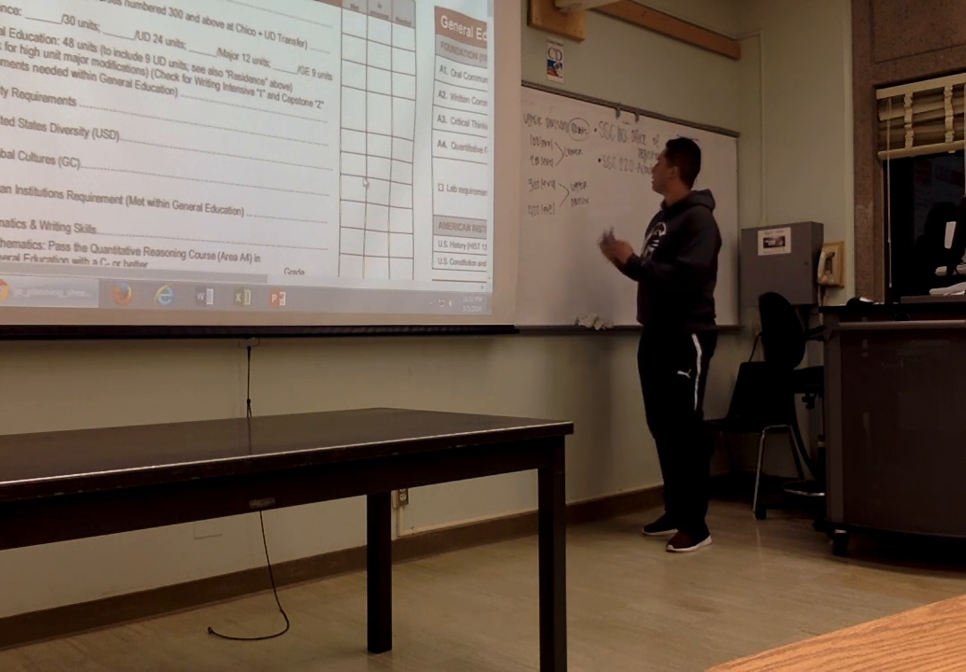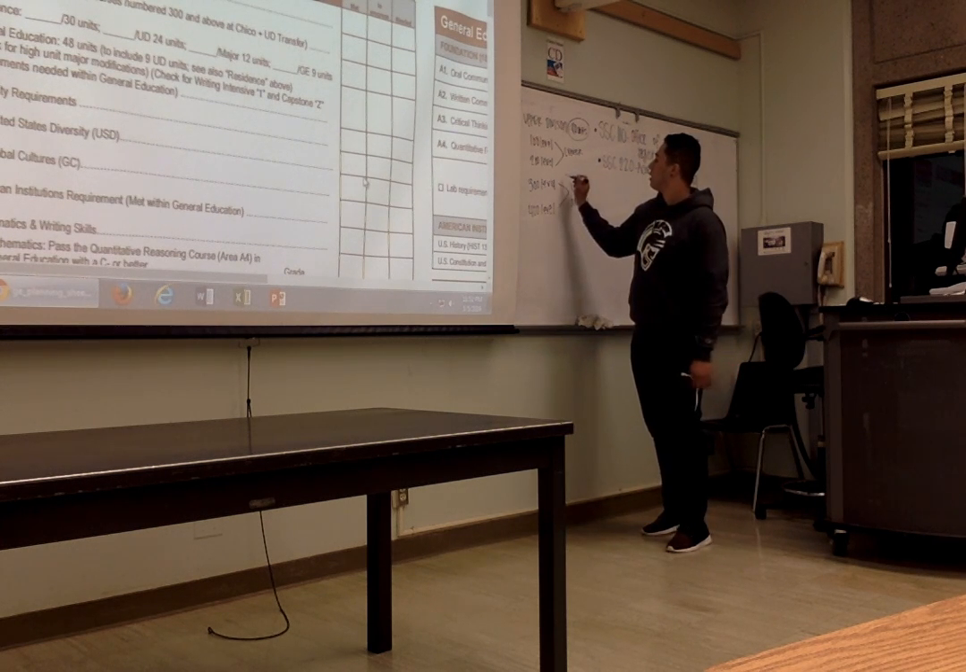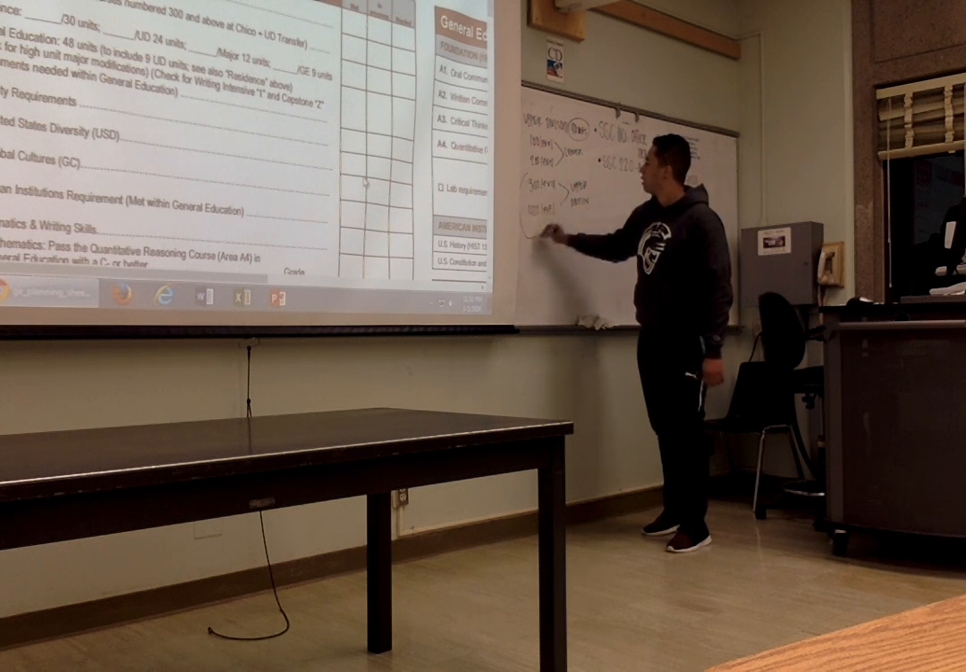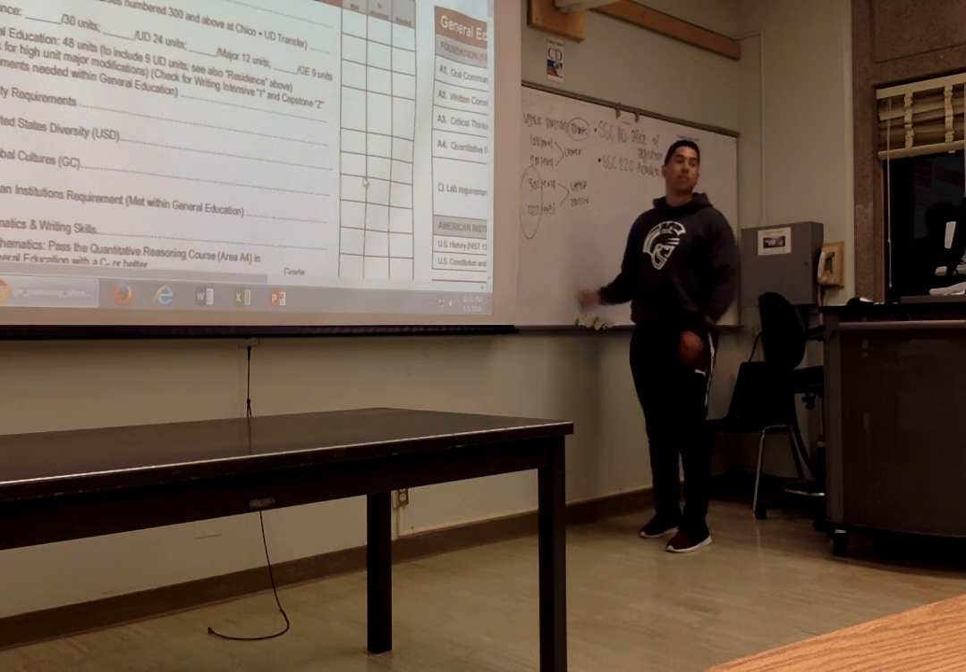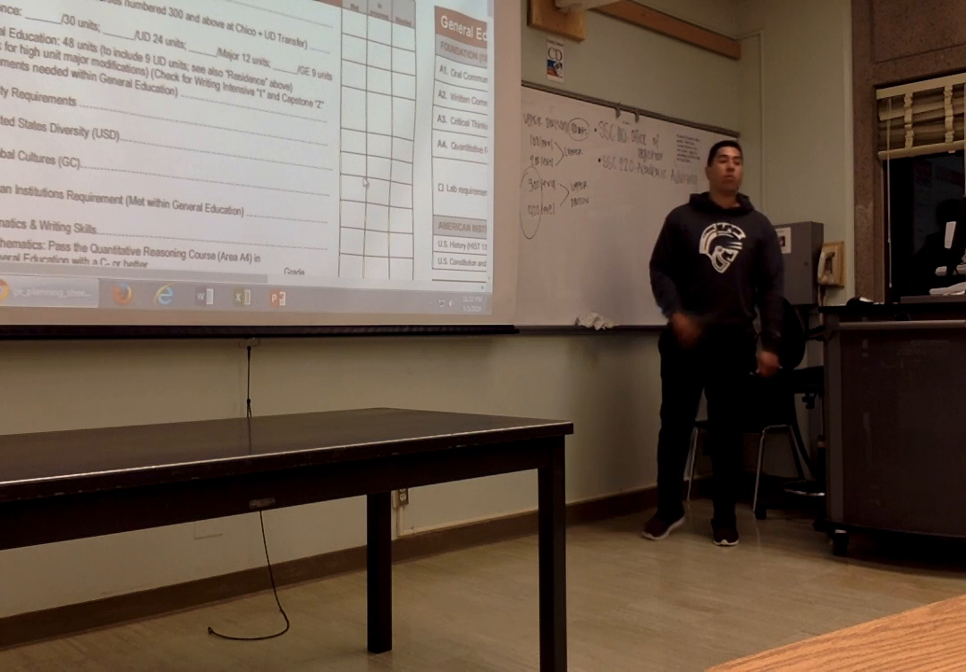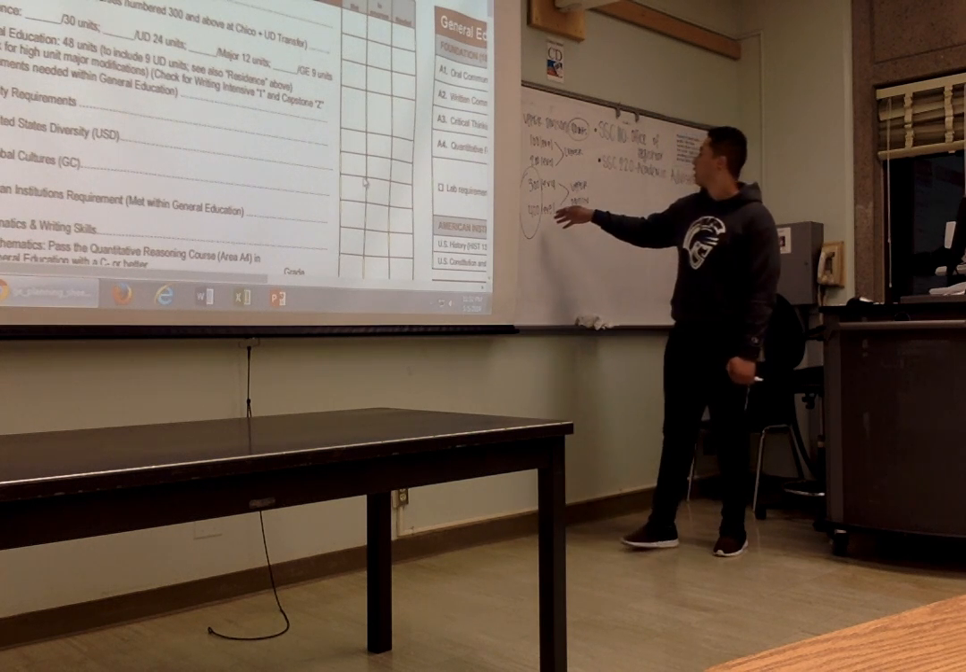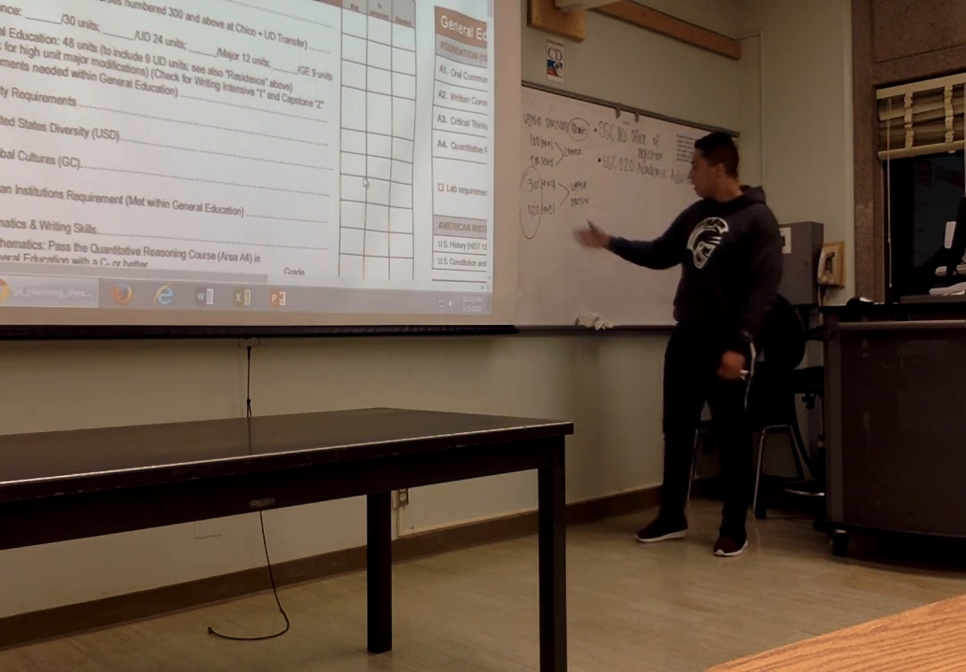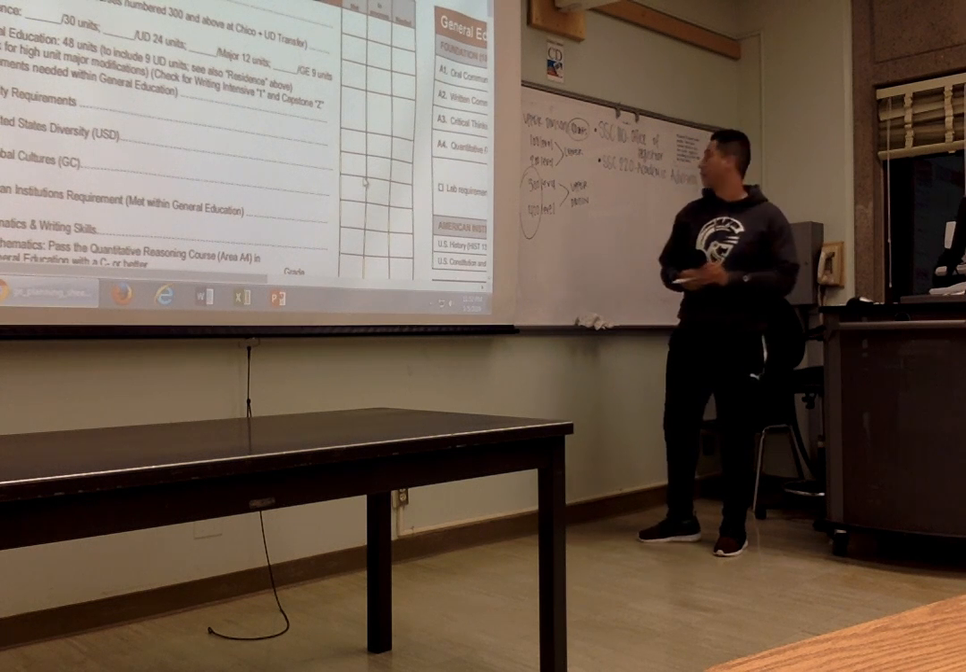So this is what we mean. This is where you're going to meet your 40 units, mostly in your 300 to 400 level. And we say to start taking upper division when you reach at least 45 units. That's when we suggest you can start taking upper division.